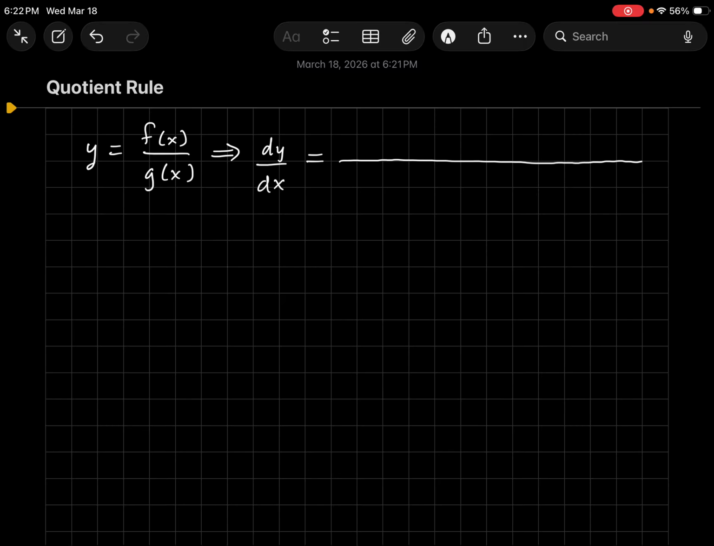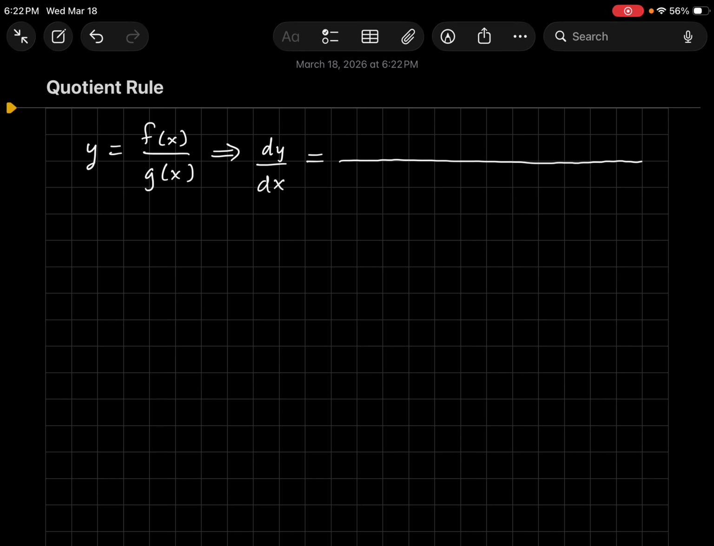If you were watching the product rule video that I did, you'll know that I do derivatives not necessarily by letter or by formula, but by position. So here's how I do a quotient rule.